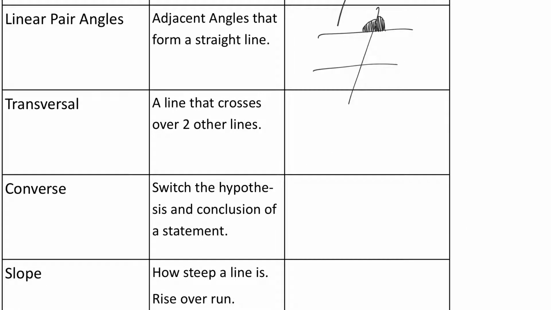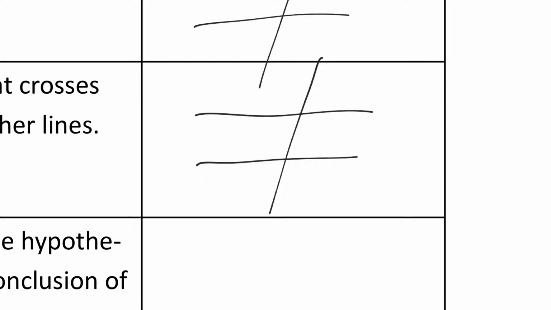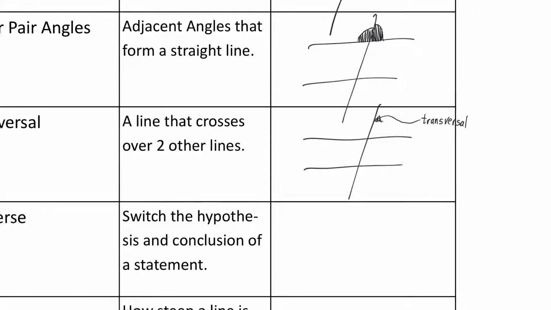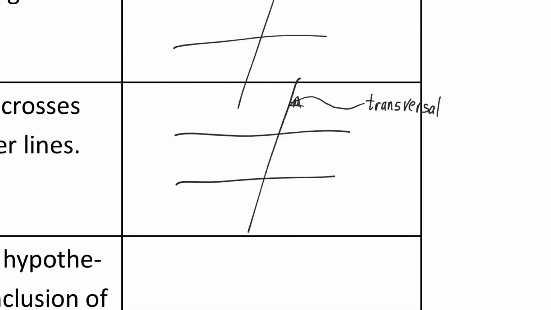Okay, like I said, I should have defined this earlier, but in this situation where you have what we've been drawing on all these, this line right here is what we call the transversal. Okay, that line right there is the transversal. It's the line that cuts across the other two lines. What the word transverse means is to go across.